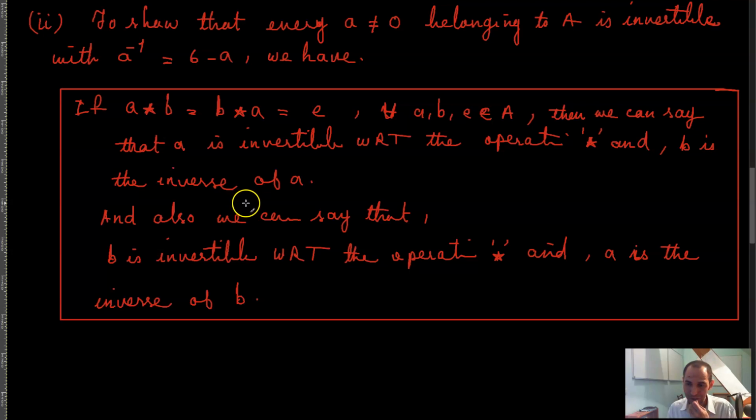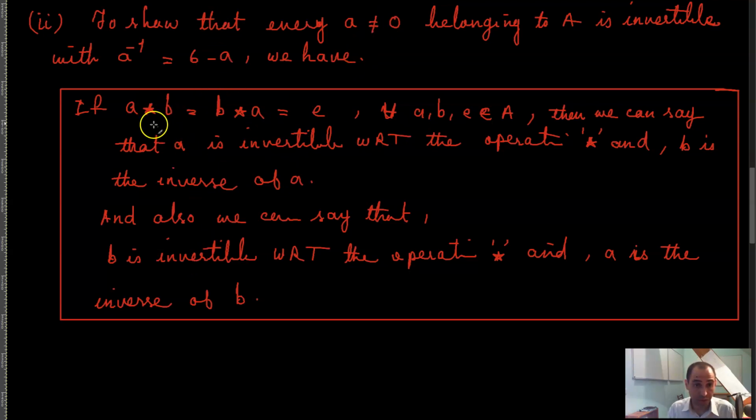Now, what you want to do here is show that this is the case, meaning that you want to show that every A not equal to zero, belonging to the set A, is invertible with A inverse equal to 6 minus A, meaning that the inverse of A is 6 minus A, and A is not equal to zero. So then you can now simply change this condition a little bit and get to the condition that you want to prove, right?